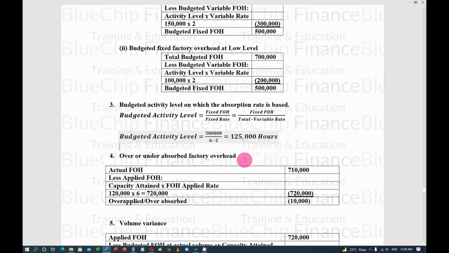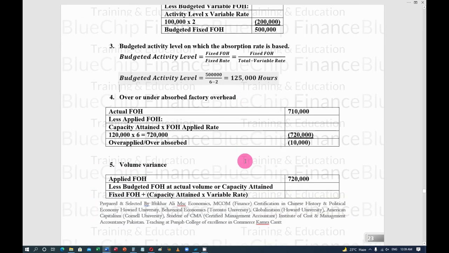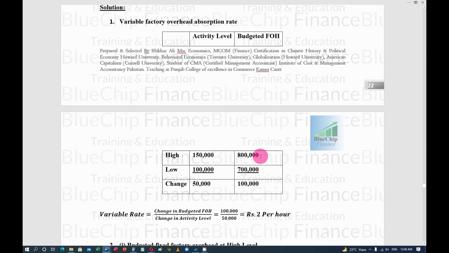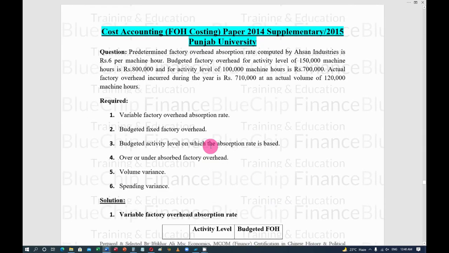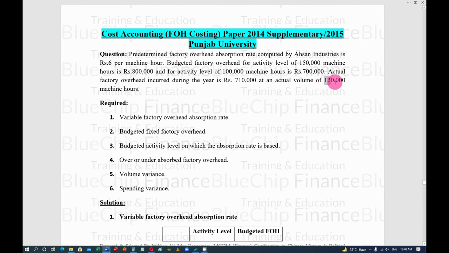So fourth requirement is to calculate over or under absorbed factory overhead, which is always equal to actual FOH minus applied FOH, and applied FOH, as you know, is equal to capacity attained multiplied by absorption rate. Capacity attained is given in the question. Capacity attained is 120,000 machine hours and your actual FOH is 710,000.